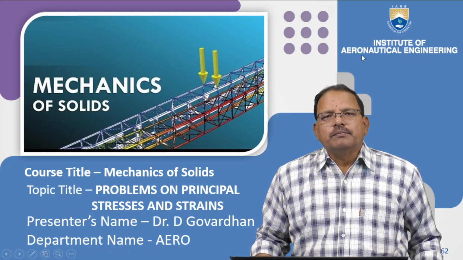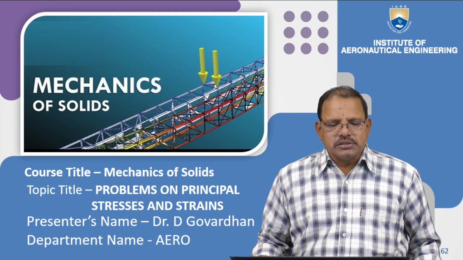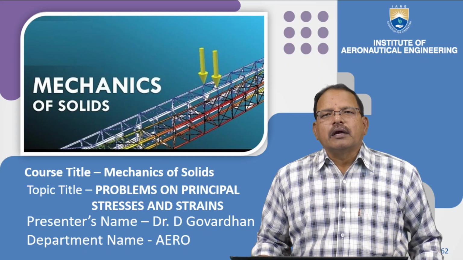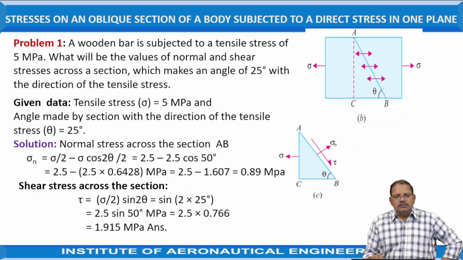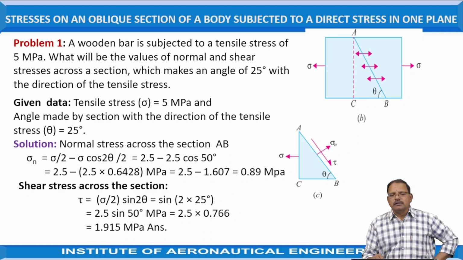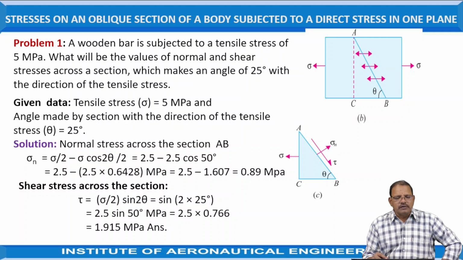Today, the topic is problems on principal stresses and strains in mechanics of solids. Here, the problem is on stresses on an oblique section of a body subjected to a direct stress in one plane. A wooden bar is subjected to a tensile stress of 5 megapascal. What will be the values of normal and shear stresses across the section, which makes an angle of 25 degrees with the direction of tensile stress?